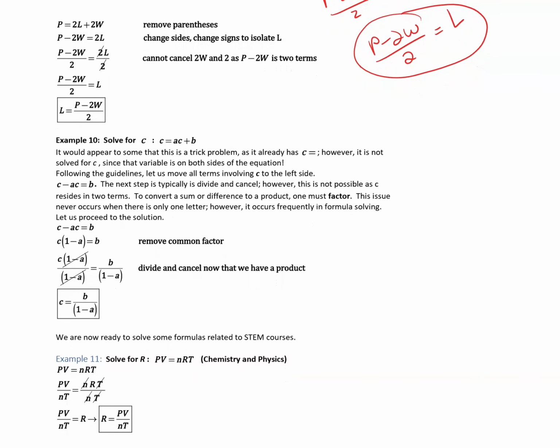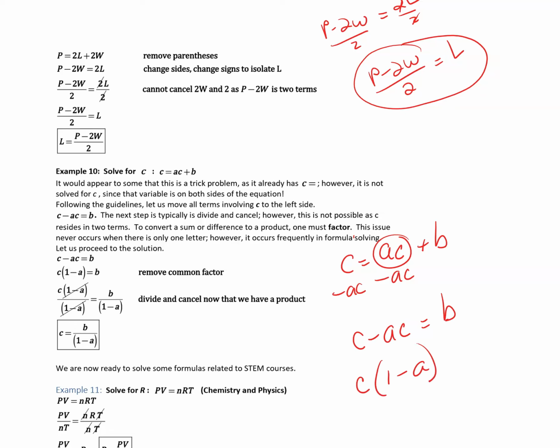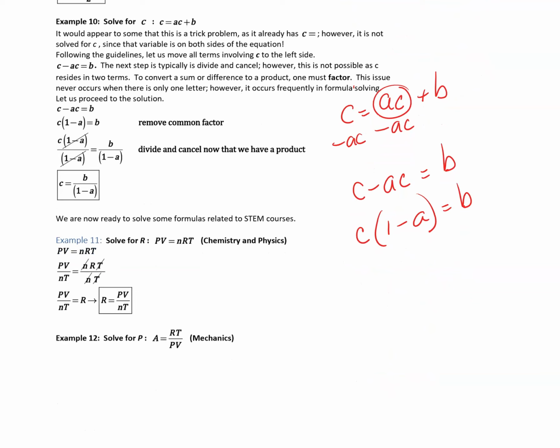Okay, here's another one. C equals AC plus B, solving for C. So the issue with this one is you have C on both sides, so you have to get the terms together. So move this one over by subtracting, so you get C minus AC equals B. Then you can factor out the C. So if I redistribute, I get C times 1 is C, C times the minus A is AC equals B. Then finally I can divide by 1 minus A, so I get C is equal to B over 1 minus A.